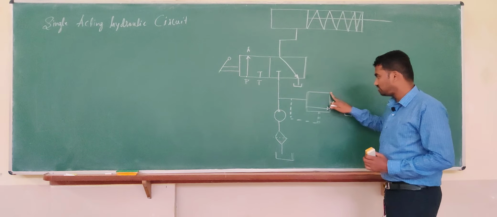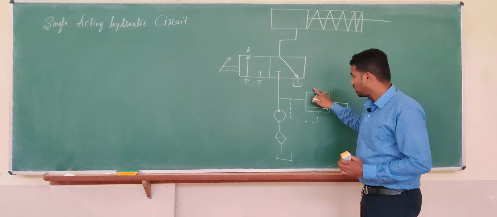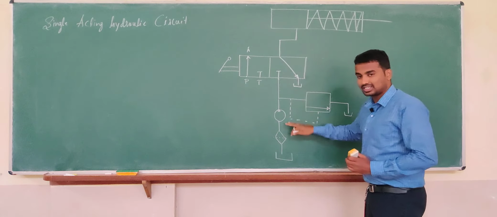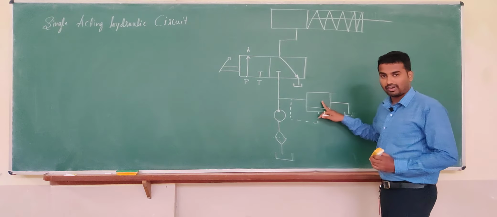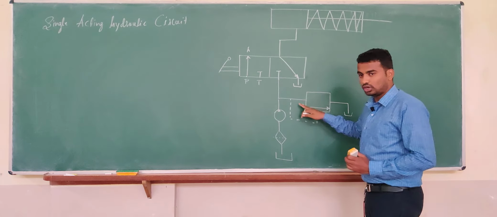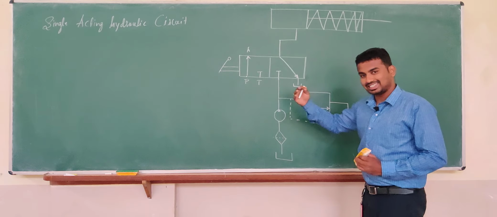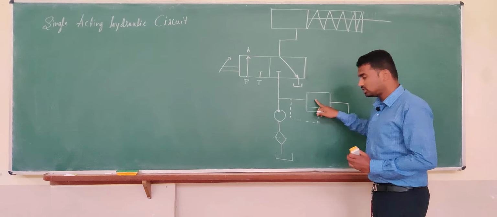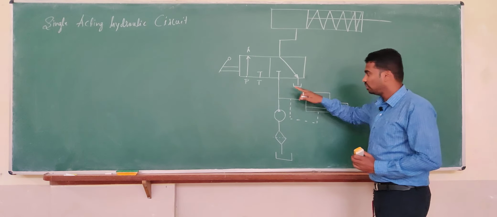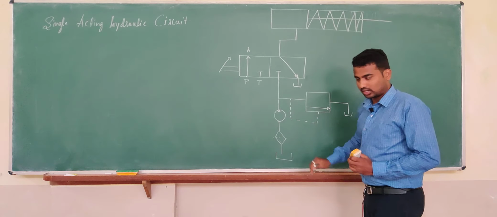And then we have the pressure relief valve. The name itself defines its meaning: it relieves the pressure from the hydraulic circuit. The purpose of providing this pressure relief valve is to maintain the pressure of the hydraulic circuit within the limit. If the pressure exceeds the limit, the pressure relief valve opens up, and by doing that we relieve the pressure and safeguard the hydraulic circuit.